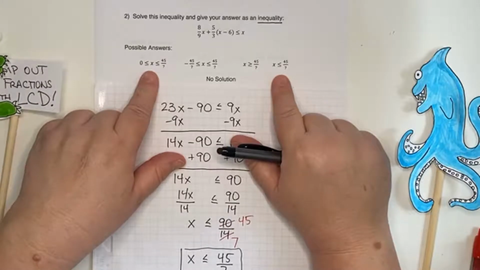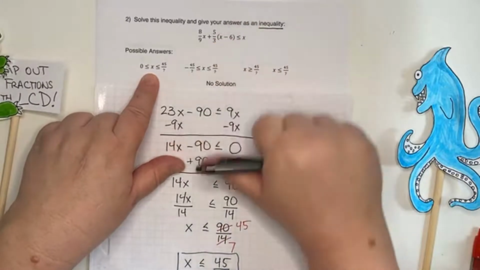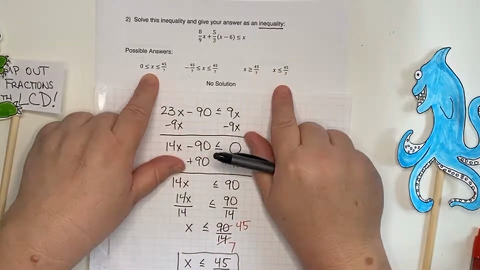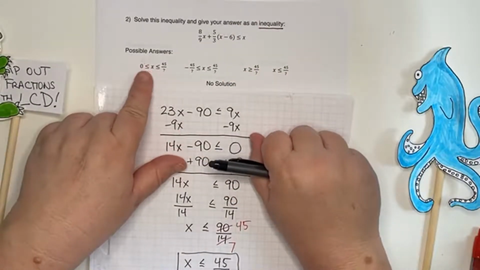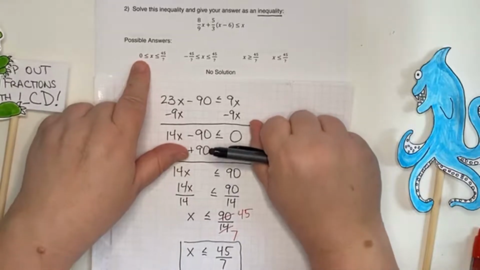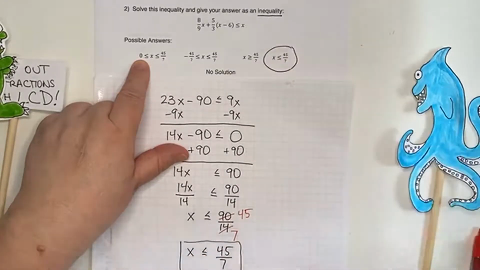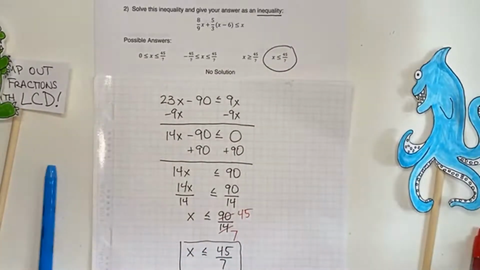They are not. Was this a double inequality? No. Was this a compound inequality? No. Is there any reason to include a second inequality with a 0? No, that is just a red herring. The answer is x is less than or equal to 45/7. That's right there. Do not fall for my tricks.